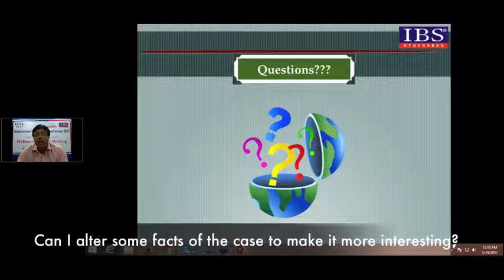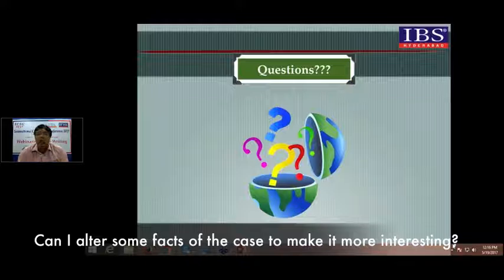Because what we are interested in with the teaching case is not the truth. We are not looking for the truth. What we are looking for is how to teach some concepts in the class. So if it is enabled by some small alteration here or there, sometimes it is okay. But it requires a person to be really experienced to do that.